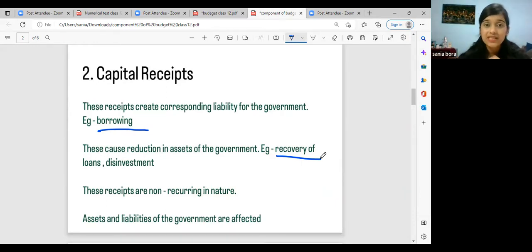And investment is basically, for example, I bought this mobile phone, this is an investment. But I need to pay money to my friend. So I sold this phone. This is disinvestment, the opposite of investment. So what is happening? There is a reduction in the assets.